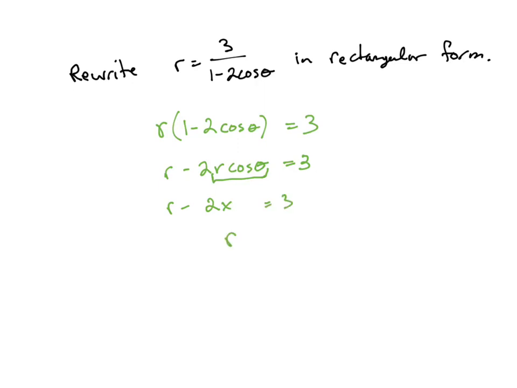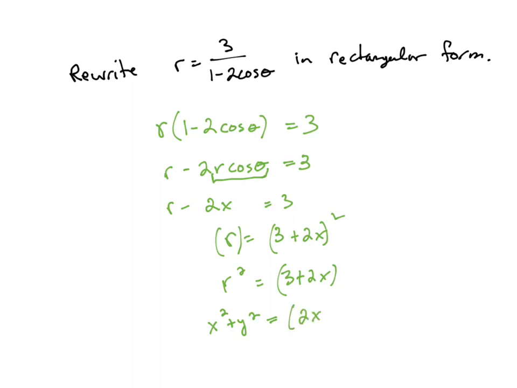And then if we add the 2x to the right side and then square both sides, that's useful because r squared is equal to x squared plus y squared. So x squared plus y squared equals 2x plus 3, squared. Okay, so that's good enough.